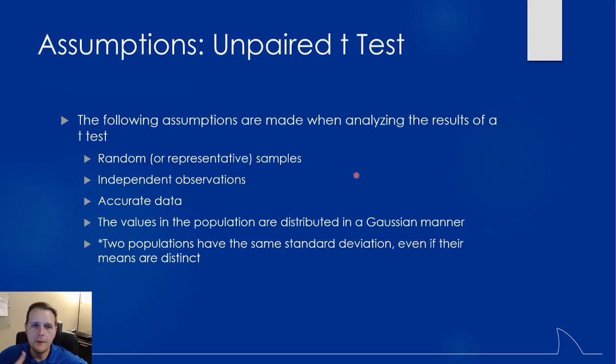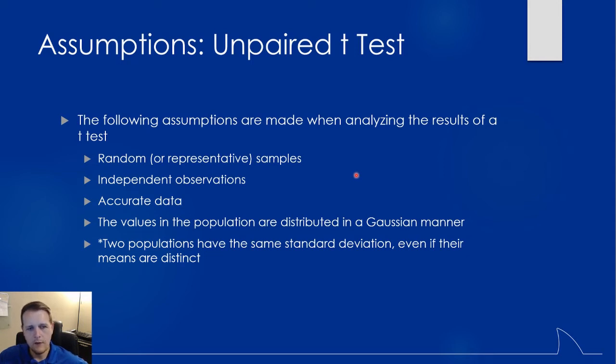So when you're using an unpaired t-test, you have to make several assumptions when analyzing the results here. One, it should be a random or representative sample, and this normally means you have a normally distributed set of data when using the unpaired t-test. The other thing that makes it unpaired is the fact that you're using independent observations, right? So this would mean that you're not using the same rats in the two different groups. You're not using, say, sibling rats, or a mother and child. You're using independent observations here.